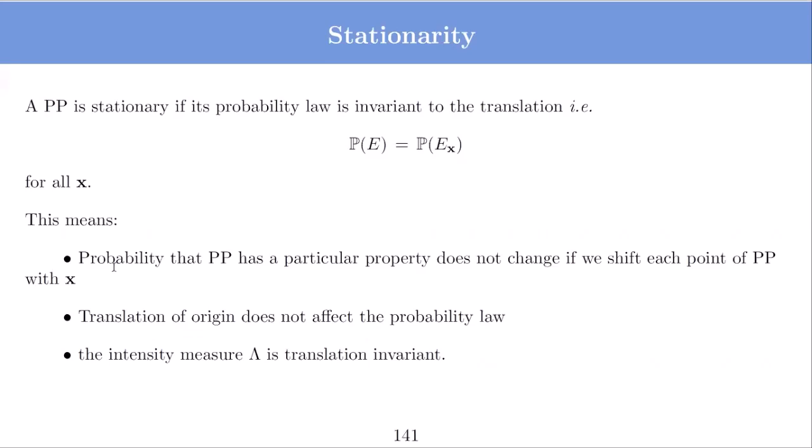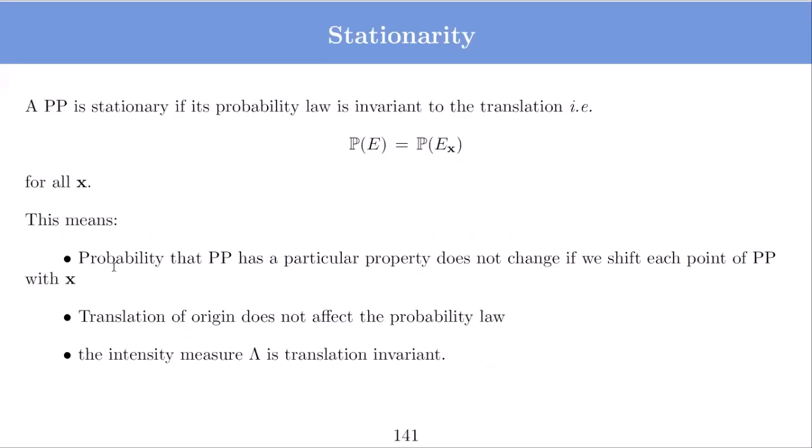So this basically means that the probability that the point process has a particular property does not change if you shift each point of the point process by a vector x, for any value of x. This also means translation of origin does not affect the probability law. If I take the origin somewhere else, it should not change my probability law.